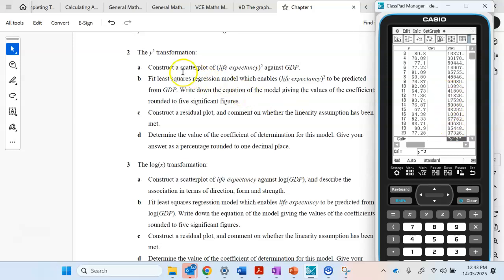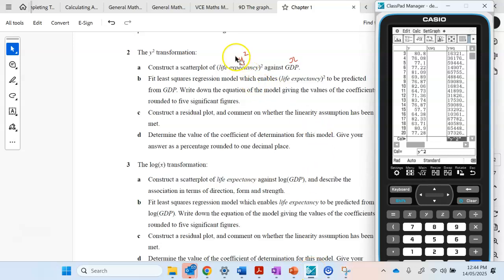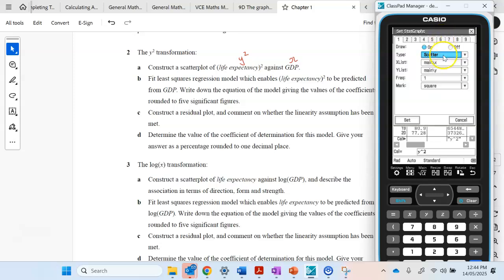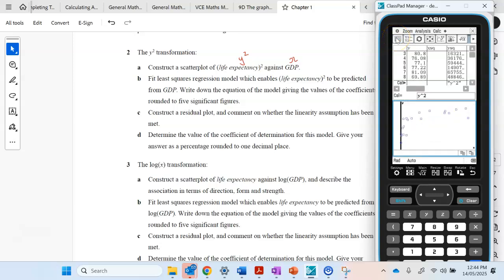All right, so we're going to construct a scatter plot, now doing life expectancy against GDP. So just to make sure we remember, this is our y squared and x. So when we do our scatter plots, only one of the variables is transformed at a time. All right, so we go to scatter plot again. The x can stay, but we transformed the y to y squared. So I'll put that on, go to set, and then we can have a look at our graph.